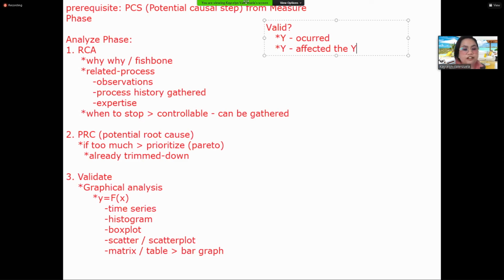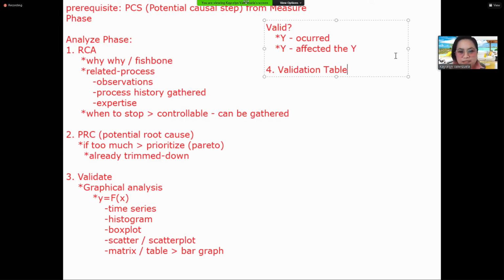Okay, after na-identify ko na valid siya, so i-present nyo na siya in a validation what? Step 4? Step 4. Okay, correct. Represent it in a validation table. Yun lang. Done tayo sa analyze phase.